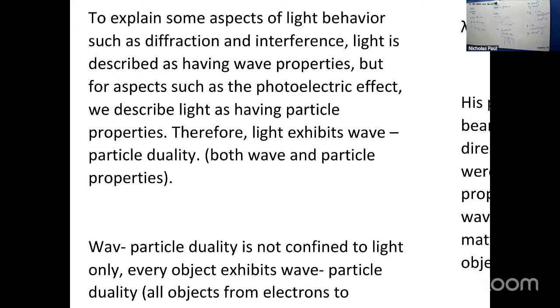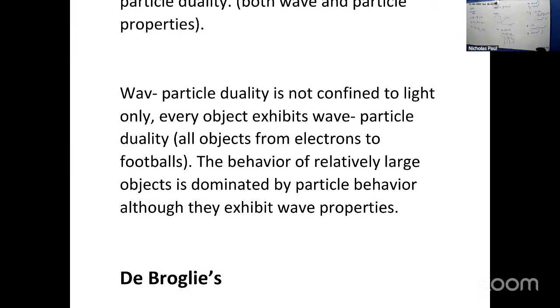Ready? Right, so watch here. To explain the aspects of light, we talk about that, right? Now we're going to take a look at particles. Like a football has particle properties, obviously, but it also has wave properties, right? Every single thing around us has both wave and particle properties, but one is more prominent than the next.